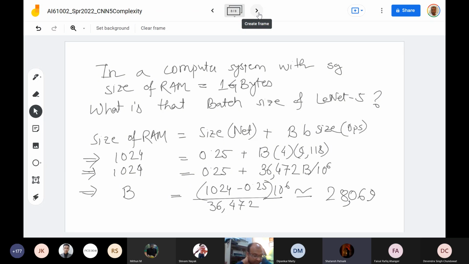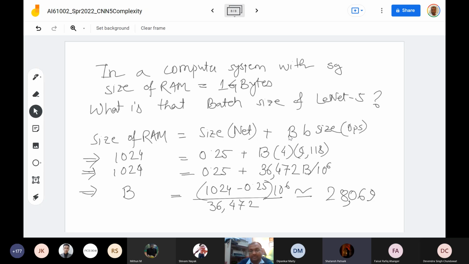So is this clear to all? Sir, why divided by 10 to the power 6? Sir, please repeat again. I'm taking it in megabytes. All of these are in megabytes. See, that 0.25 was in megabytes. The size of RAM is also in megabytes.